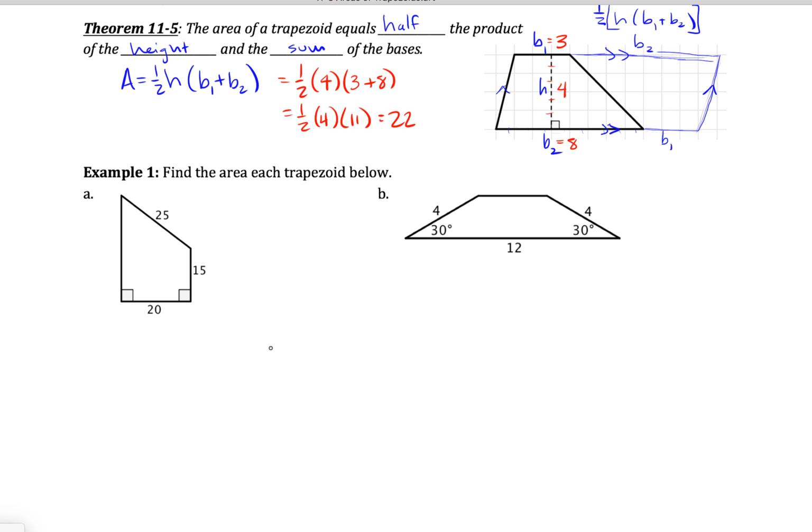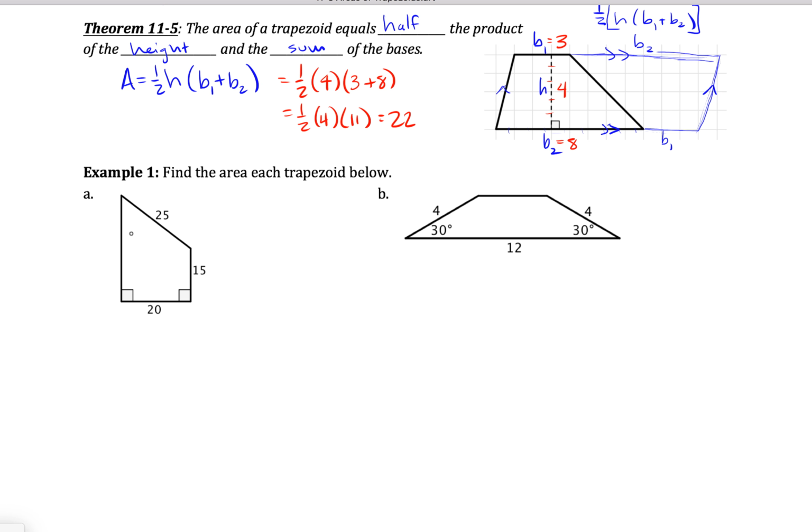Let's look at a couple of questions where using the area formula for a trapezoid is going to come into play. I have 2 different trapezoids right here, and we're going to find the area of each one. Now, what you're going to notice is on each one of these, I'm not given all the measurements that I'm going to need to use in the formula. I'm not given the height and both the bases.